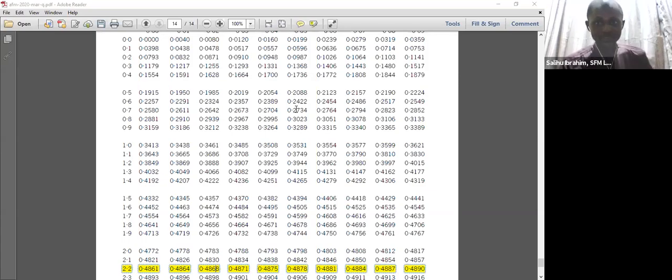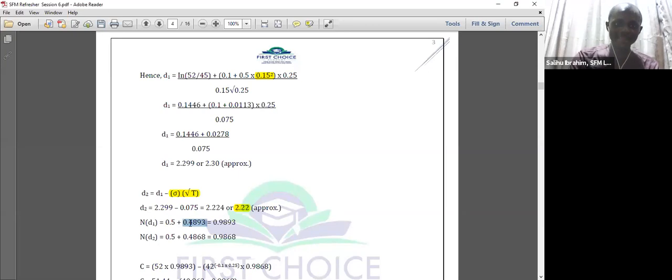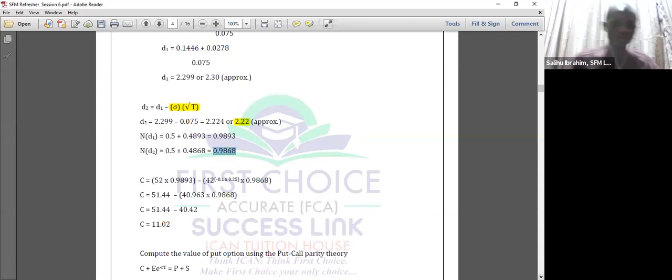Let me continue then. So I stopped sharing back to my normal screen. Okay, so you can see that this is 0.4893. When you add it to 0.5, what do we have? You have 0.9893. Okay, now come to ND2. The same thing, this plus that, you have 0.9868. Now, you are done. You have gotten the value that you are going to put in that formula.